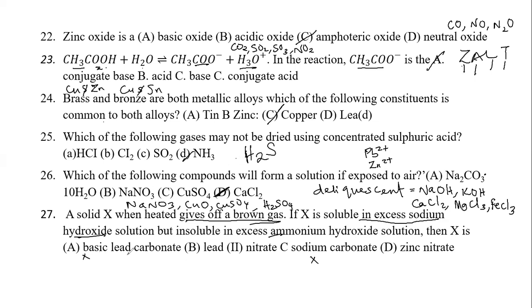So we already know that this one and this one will not produce NO2, right? Then the question says the one that is soluble in excess sodium hydroxide, but insoluble in excess ammonium hydroxide. So zinc, lead, aluminum, tin are not soluble in excess ammonium hydroxide. So therefore option B is the correct answer. But if they say the one soluble in excess ammonia, you would have picked option D. I hope that is very, very simple.